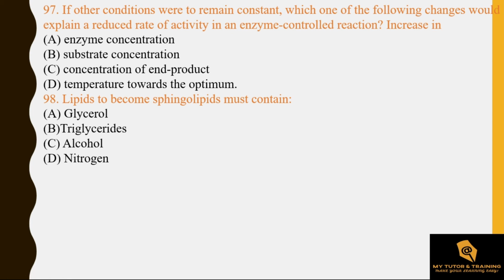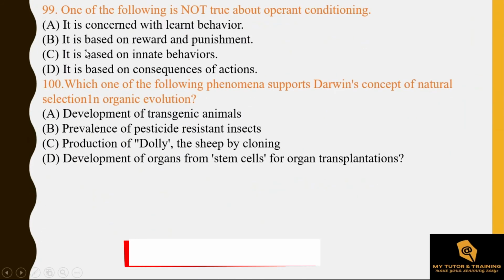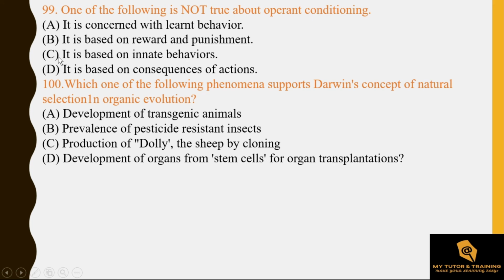Good. Let me turn to question number 99. One of the following is not true about operant condition. A. It's concerned with learned behavior. B. It's based on reward and punishment. C. It's based on innate behavior. D. It is based on consequence of action. So this is choice C is the correct answer.